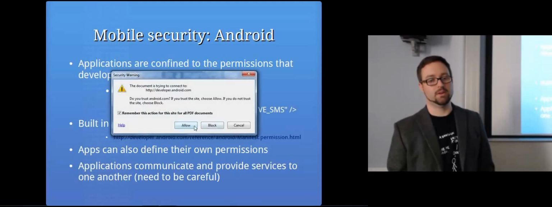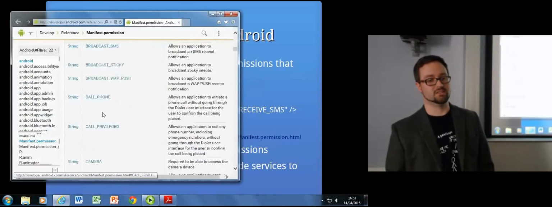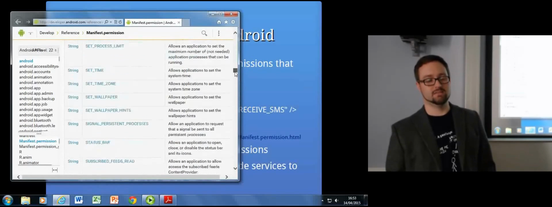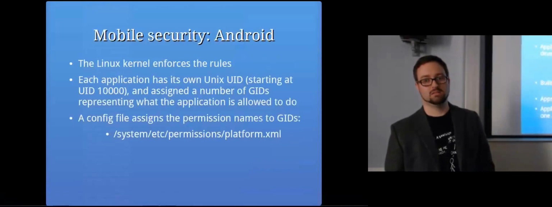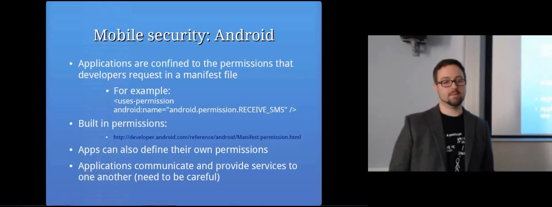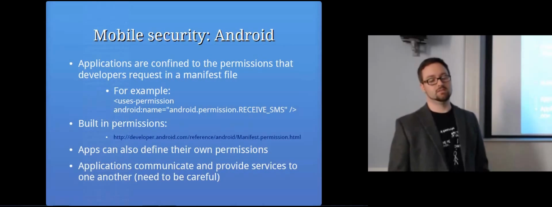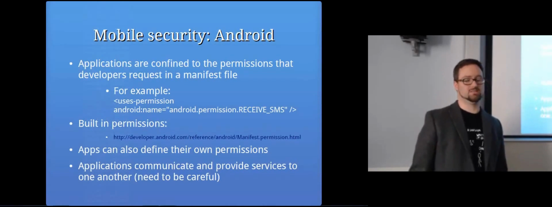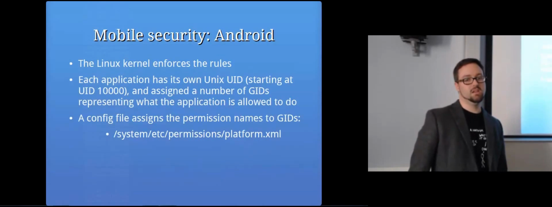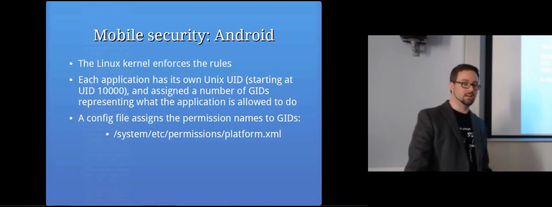There's a whole bunch of different permissions that you can see that give you access to different kinds of things. So an application can request any of these permissions, and it will give it access to different kinds of things. An application can also define its own permissions, and it can do things like communicate to other applications that are installed and provide services that other applications can access. But you need to be careful when you're programming that kind of thing. But the Linux kernel actually enforces the rules of what each application is allowed to do, and because it's all running on the Linux kernel, this is going to make a lot of sense to you.